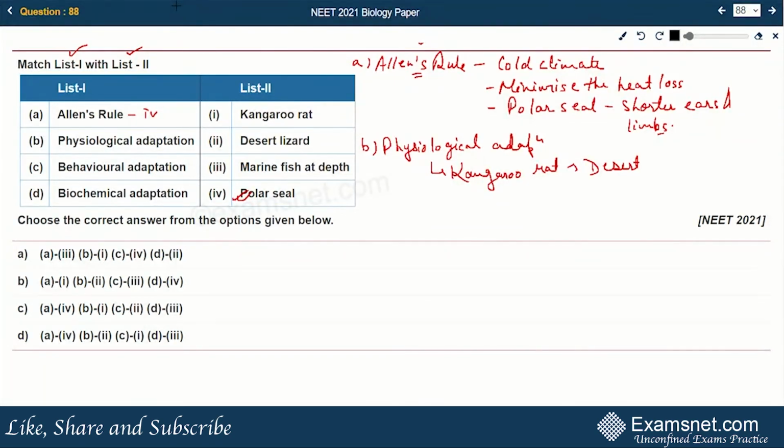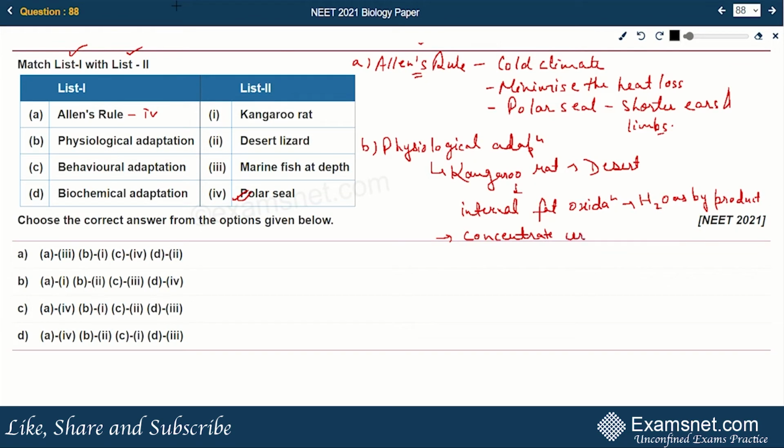See, there is a scarcity of water in desert, right? So even in the absence of any external source of water, this kangaroo rat is capable of meeting its need by internal fat oxidation. Okay. How does this help? By internal fat oxidation, water is released as byproduct. Okay, that can be used by the animal. Okay. Not only this, kangaroo rat is also capable of concentrating its urine.